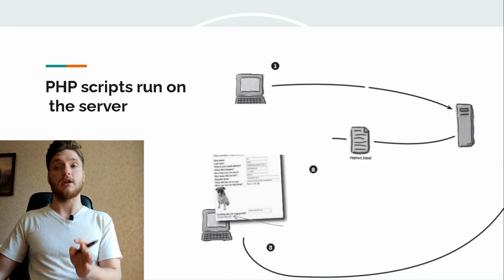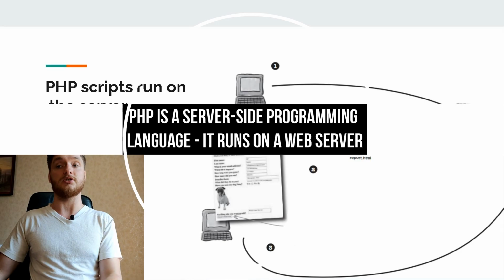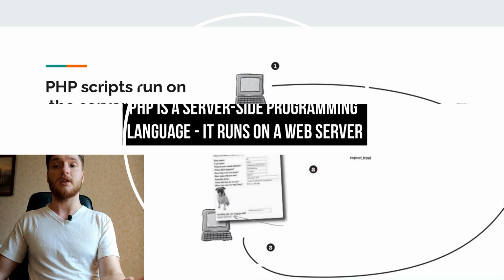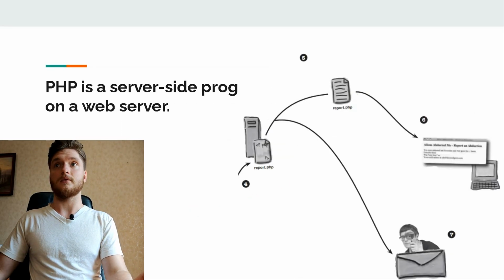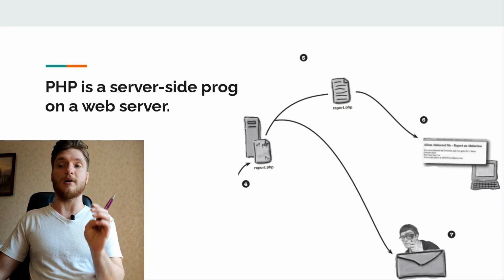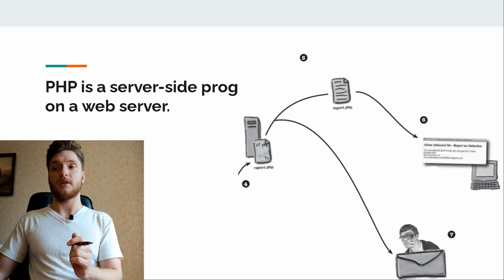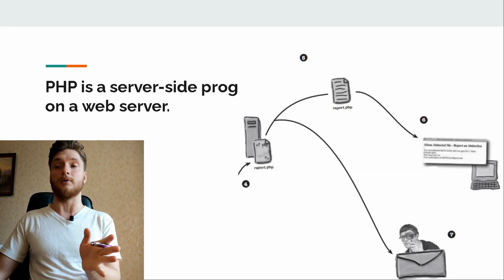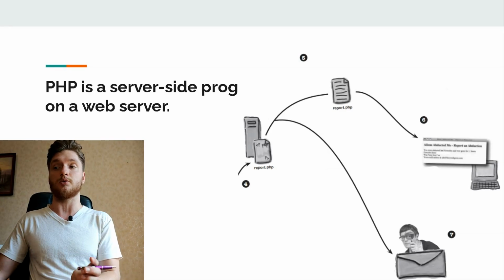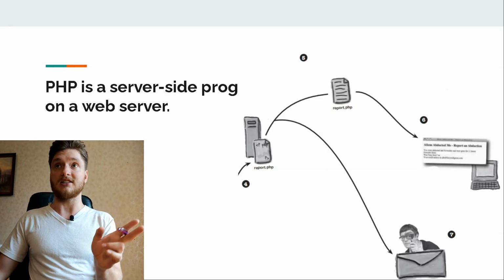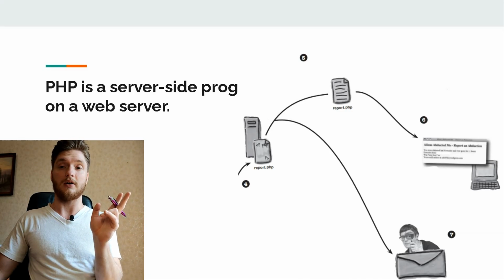PHP is a server-side programming language. It runs on a web server. 5. The server returns a pure HTML web page that was generated by the PHP script. The PHP script runs on the server. Although the page name shows up with a .php name in the browser, it's pure HTML at this point. And last, 4 or 5 before 5 should be 4.